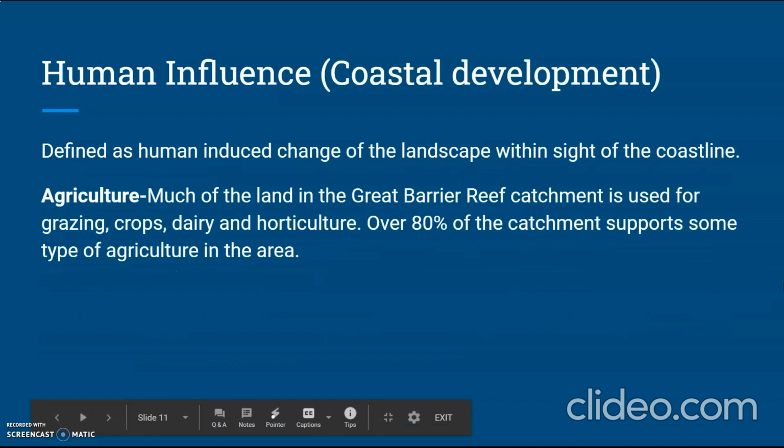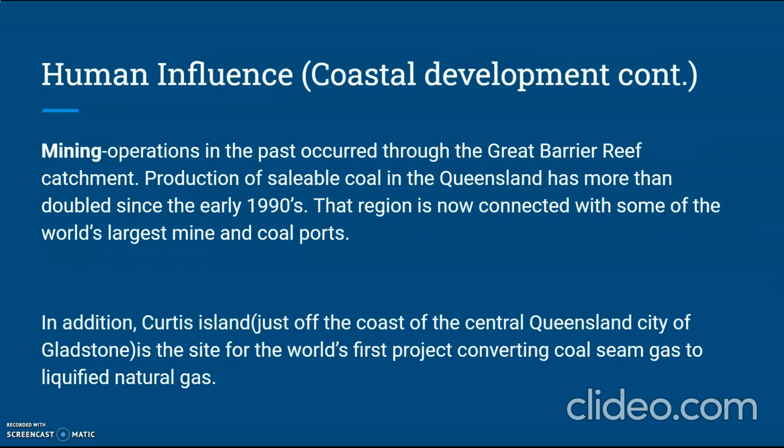We're going to move on to some coastal development, and this is defined as human-induced change of the landscape within sight of the coastline. A great deal of this land in the Great Barrier Reef catchment is used for grazing, crops, dairy, as well as horticulture, with more than 80% of the catchment supporting some form of agriculture.